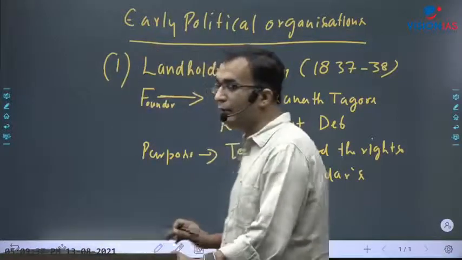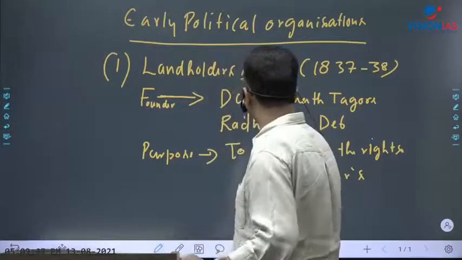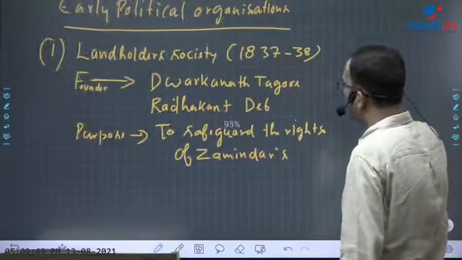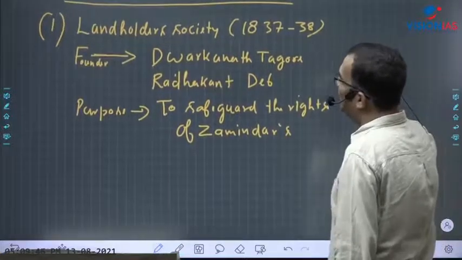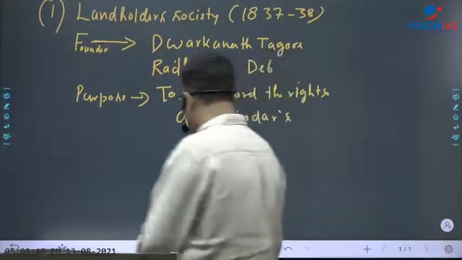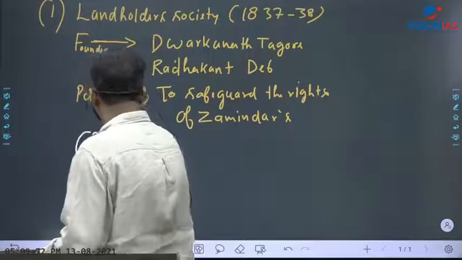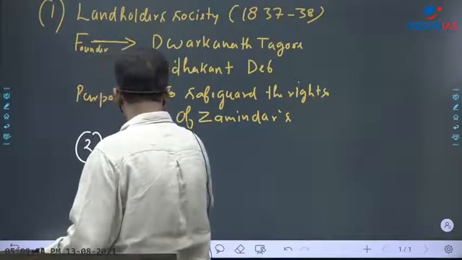Then the second one, British India Society of Bengal. Just 1 minute. Okay. So, write quickly, you may not get time. Second one, British India Society of Bengal.